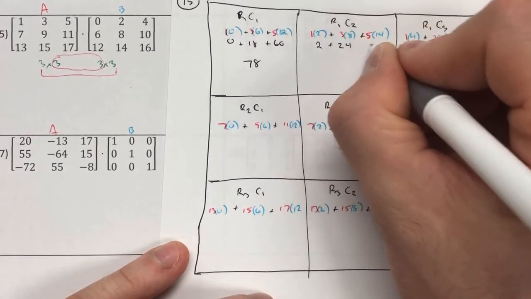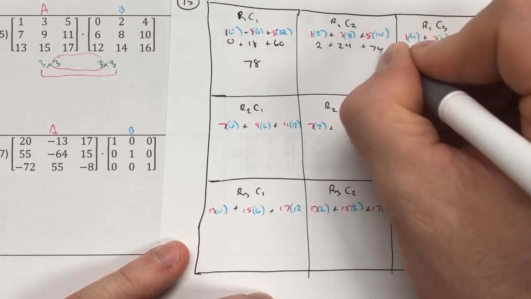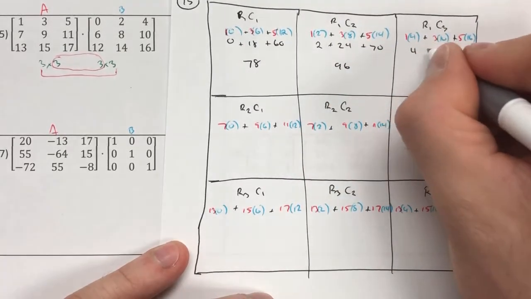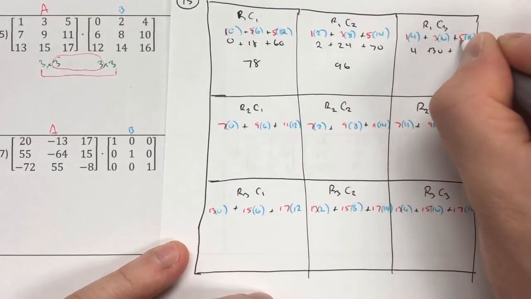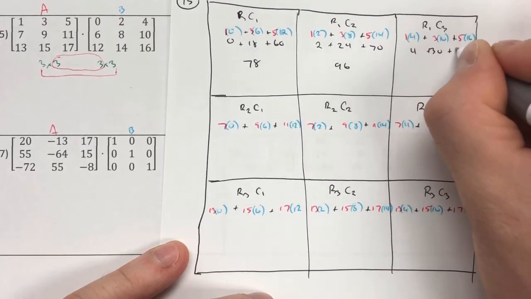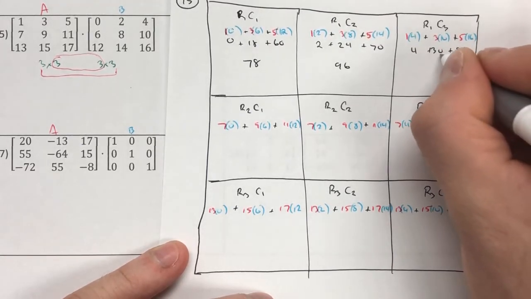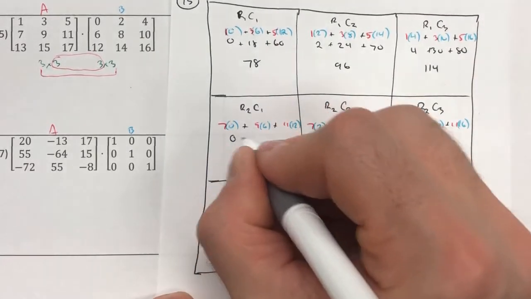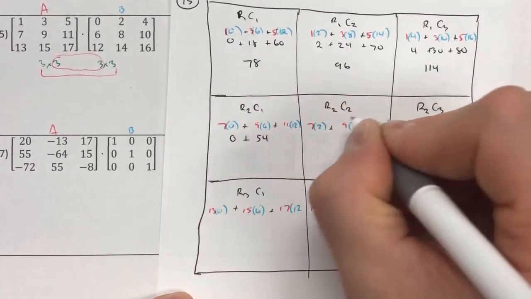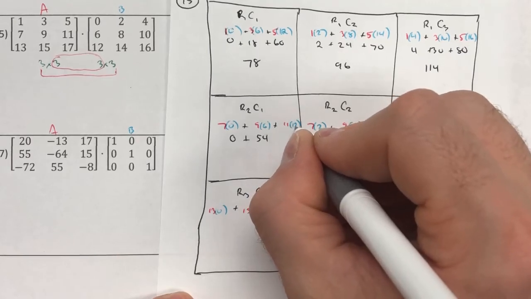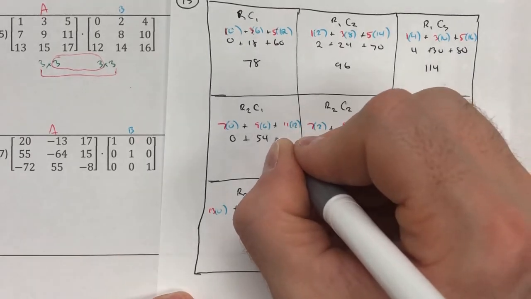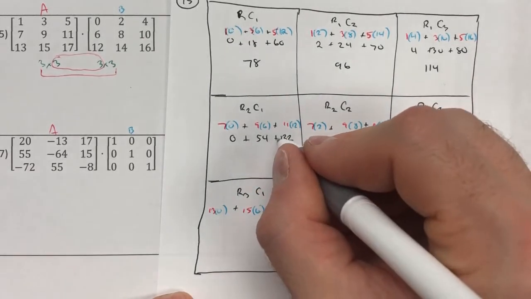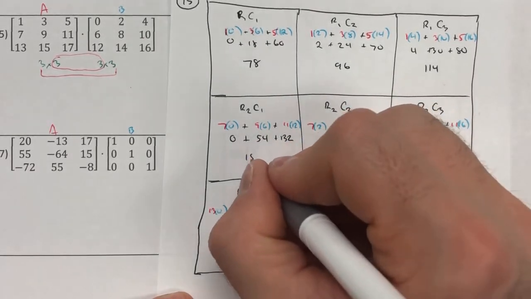2 plus 24 plus 70, that's going to be 94, 96. Let's see, that's 50 plus 30, 80, that's 110, 114. 0 plus 54, 11 and 12 is going to make, let's see, 144. It's going to be 132. It's going to make 136, 186.